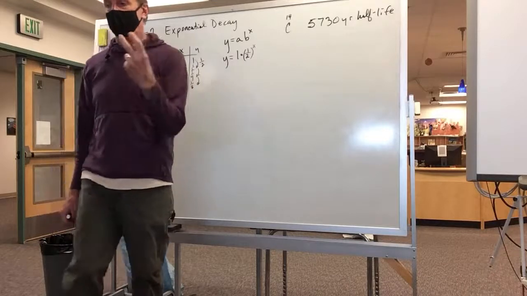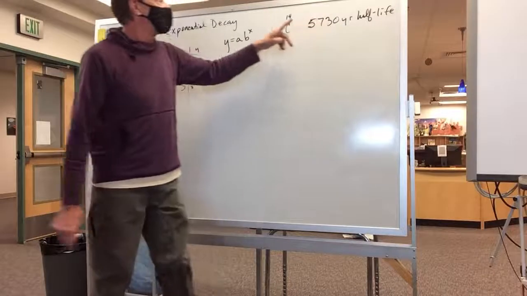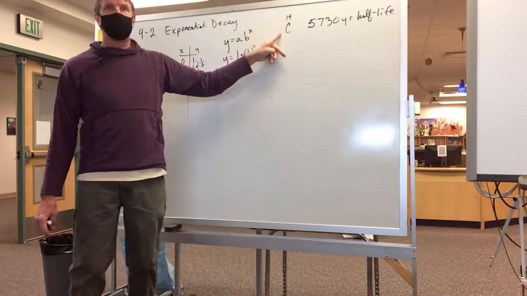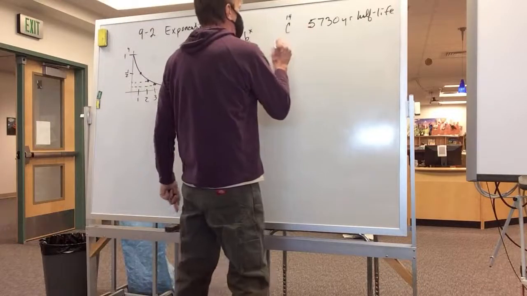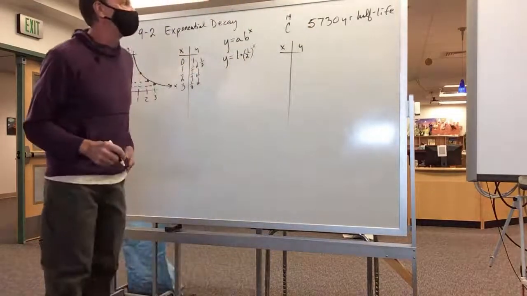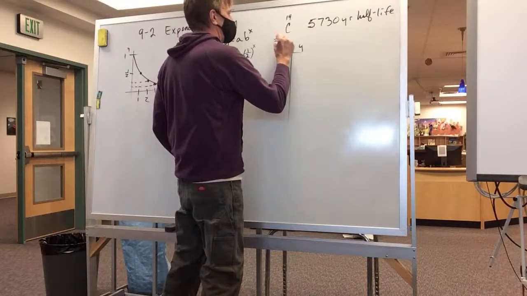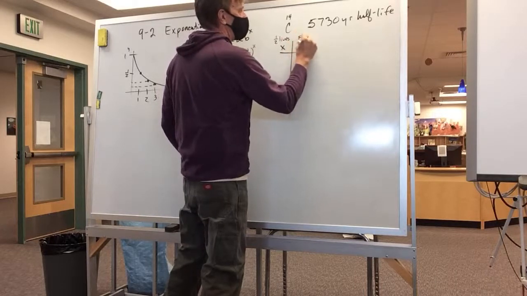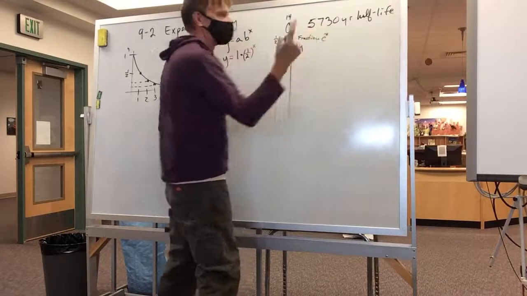So if an organism dies, in 5,730 years, if they analyze the carbon, there would be half of the carbon-14 that there would be in a living organism. So if we look at X and Y, X is the number of half-lives, and Y would be the fraction of carbon-14 that's in a specimen.